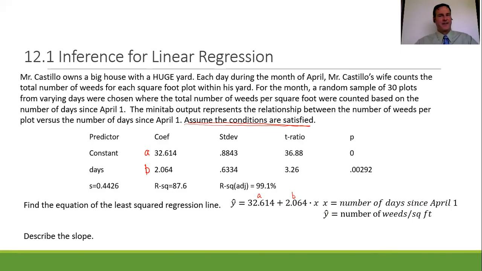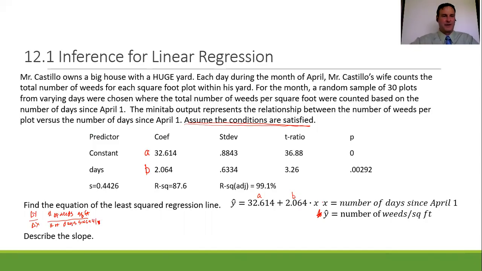All right, now from there, it says describe the slope. And remember again, it is the change of y over the change of x. Y in this context is what we see right here. I'm gonna just highlight that. It's the total number of weeds per square foot. And this on the bottom is number of days since 4/1. So that's a 1.